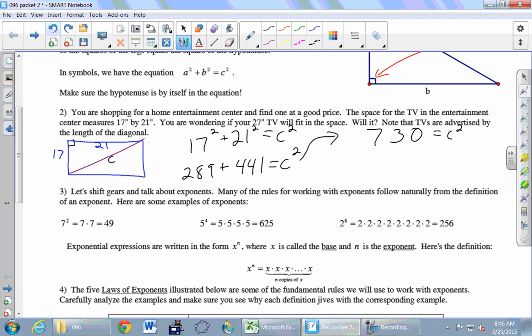And then how do we solve this thing for C? We'll take the square root, right? And the square root of 730, you can punch into your calculator. It's just a button. Somebody have this number for us? Savannah? Okay. So 27.02 is the length of the diagonal of the space in your entertainment system.